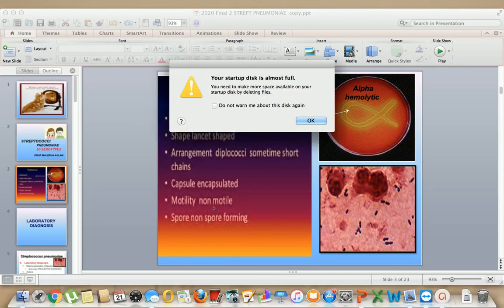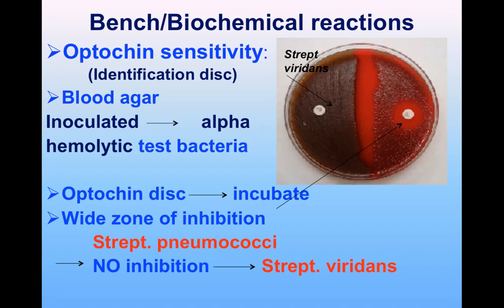Coming to the optochin sensitivity test. Basically it's an identification test. So when you get alpha hemolytic colonies on primary isolation, you're going to pick up this alpha hemolytic colony and inoculate it on a blood agar plate. These are alpha hemolytic colonies. We are not sure whether it is strep viridans or strep pneumoniae.